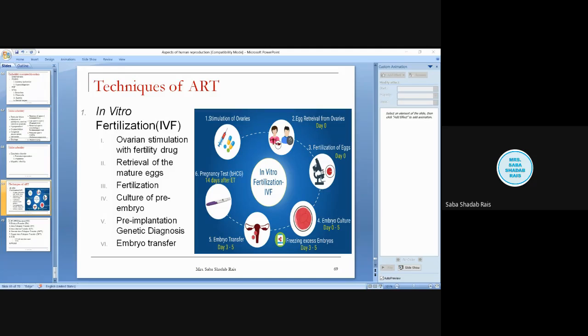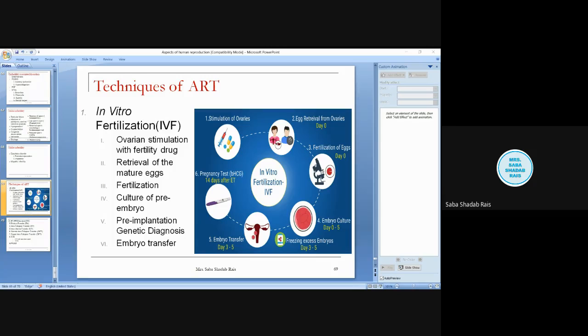This particular technique was devised by Patrick Steptoe and Robert Edwards in the year 1970 to treat women with blocked oviduct. The first successful IVF was done in England, and the first IVF baby was Louise Brown in the year 1978. This is a great blessing for couples who were not able to have a baby. The treatment is very costly, running into lakhs, but still this method is very helpful for couples.